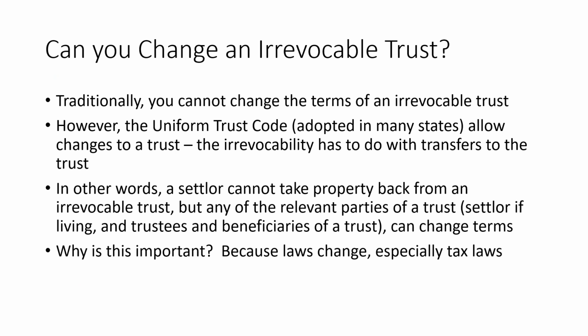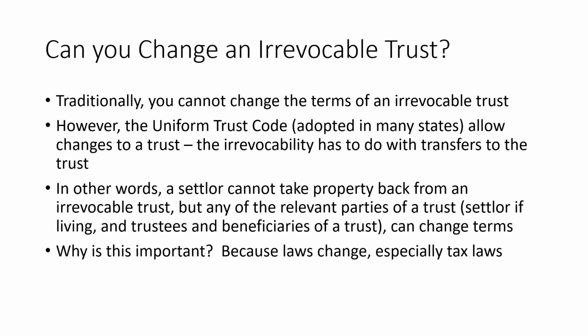Traditionally, irrevocable trusts are thought of as trusts whose terms cannot be changed. However, since laws tend to change over time, there's been a movement to allow changes in trusts that can adapt to changes in laws, including tax laws. So because of that, the Uniform Trust Code, which has now been adopted in many states, allows for changes to a trust as long as they comply with the material purposes of the settlor as stated within the trust, or as long as the settlor waives those material purposes, if living.